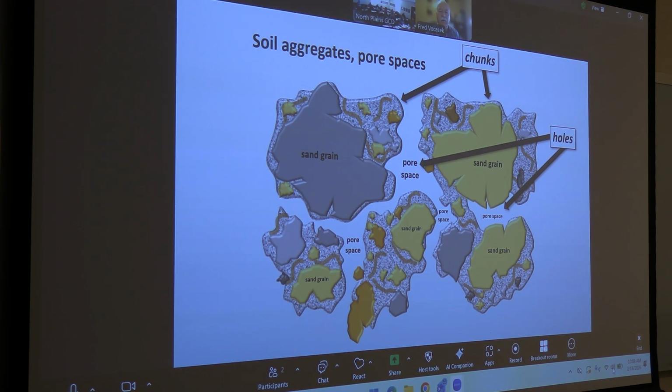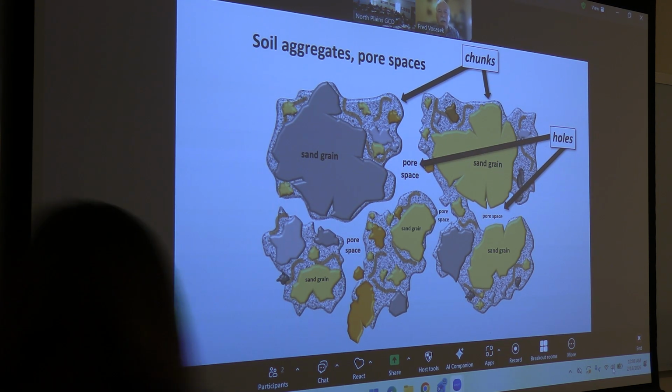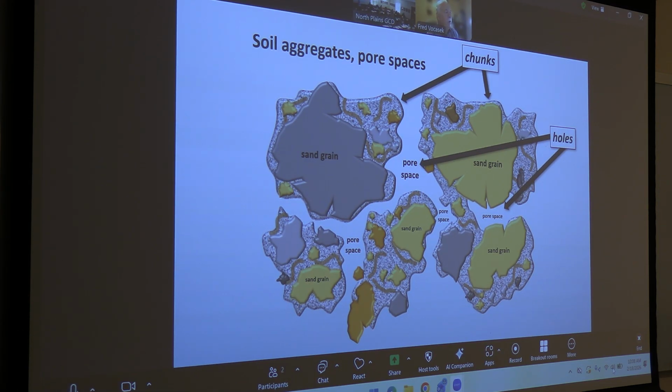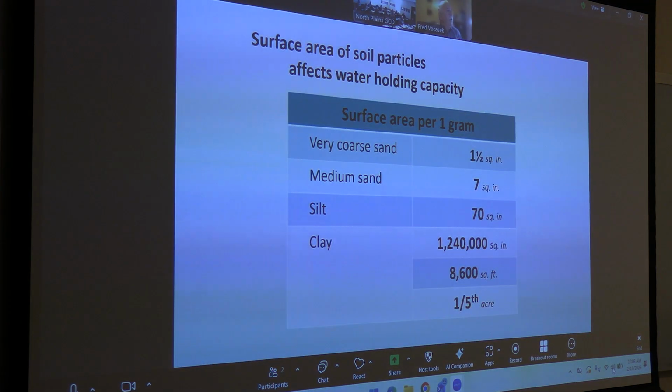And pore spaces, we're talking about the spaces between those granules and also between the individual particles within that soil aggregate. And so these are things that drive water holding capacity. So one of the important things to remember is that as we get smaller and smaller particles, we get more and more surface area. And I ran across this reference.